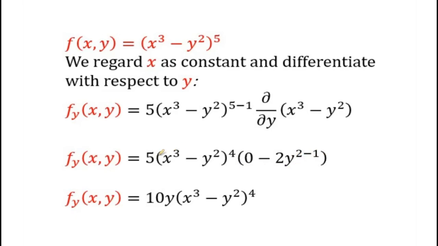Now by simplifying this expression, 5 twos are 10. We put a negative sign here because we have a negative sign, minus 10, and y to the power 2 minus 1 is equal to y. So minus 10y times (x cubed minus y squared) to the power 4. That is the first partial derivative with respect to y.